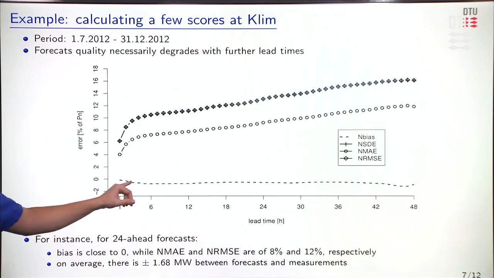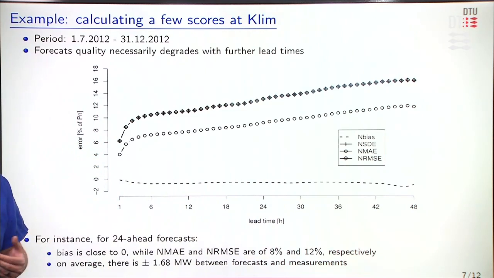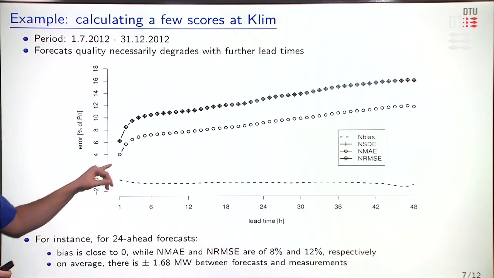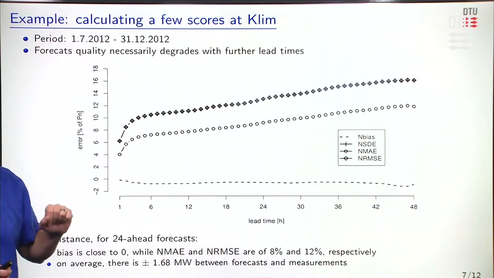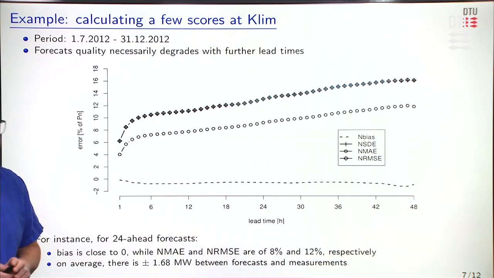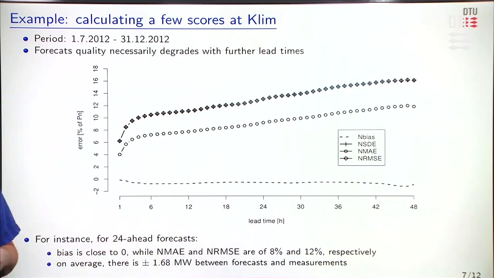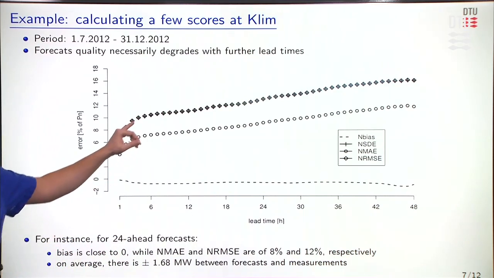The bias here is close to 0 all the way. As I was telling you, this seems to be a necessary condition, but it is not sufficient. Obviously, because our bias is 0 doesn't mean that our forecasts are perfect. We're looking here then at the mean absolute error, how it evolves with the lead time, and the root mean square error, how it evolves with the lead time. Note that I've also added the standard deviation of error, which is another score very close to RMSE, and here they actually coincide.